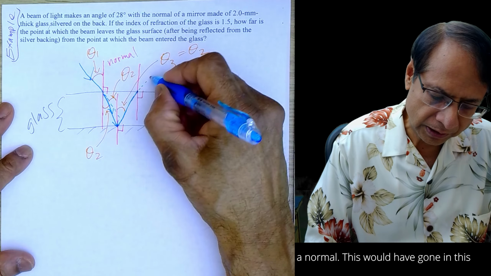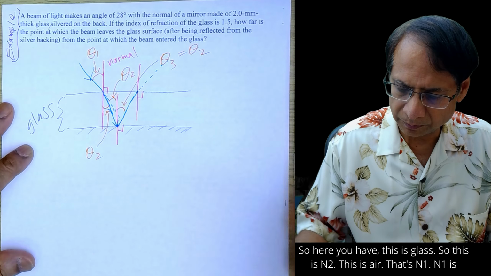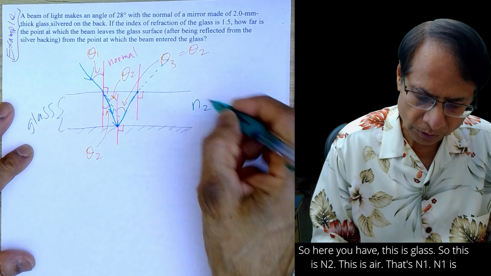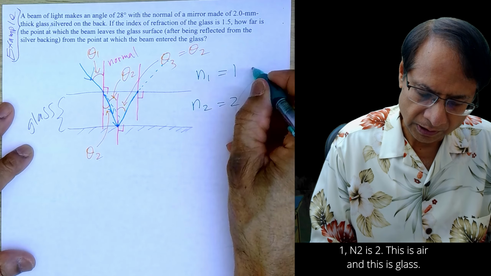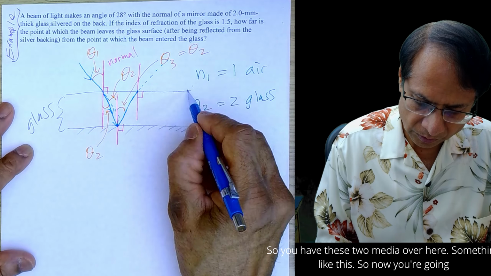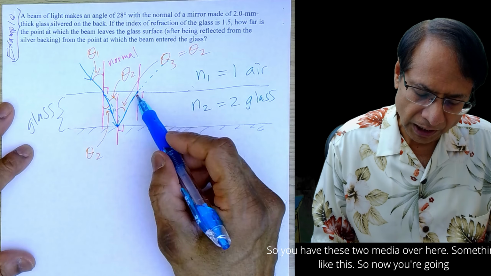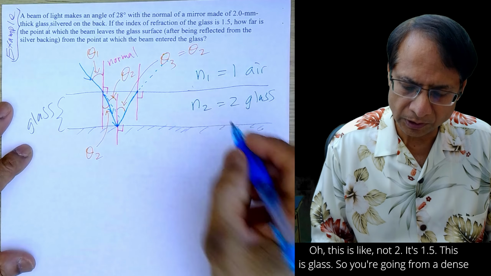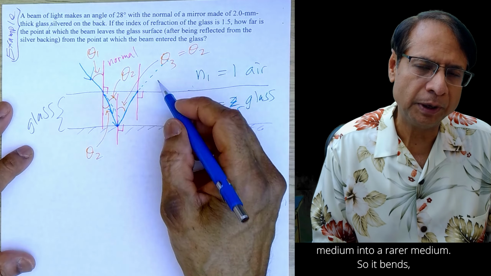This would have gone in this direction, but now you're going from a dense medium. So here you have glass, so this is N2, this is air, that's N1. N1 is 1, N2 is 1.5. This is air, and this is glass. So you have these two media over here. Now you're going from glass into air, from an optically denser medium into a rarer medium.